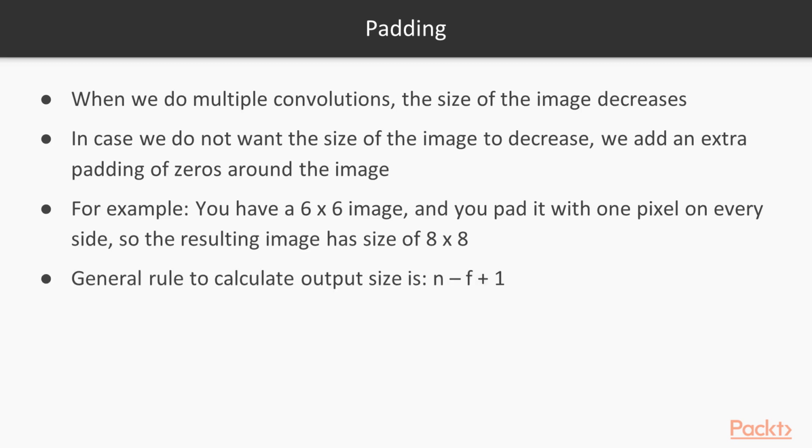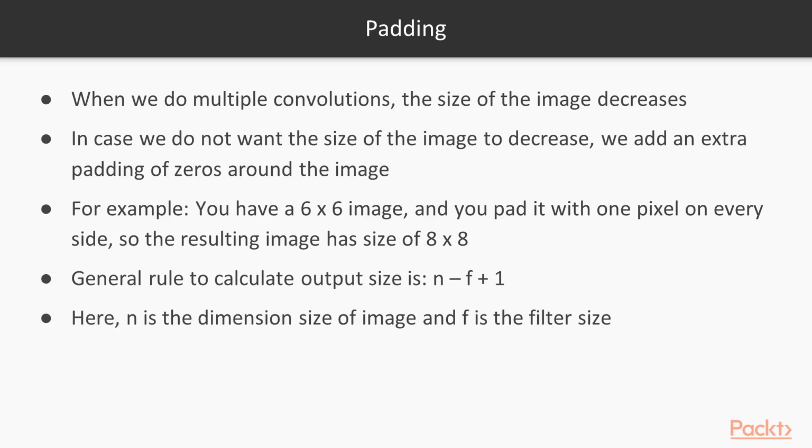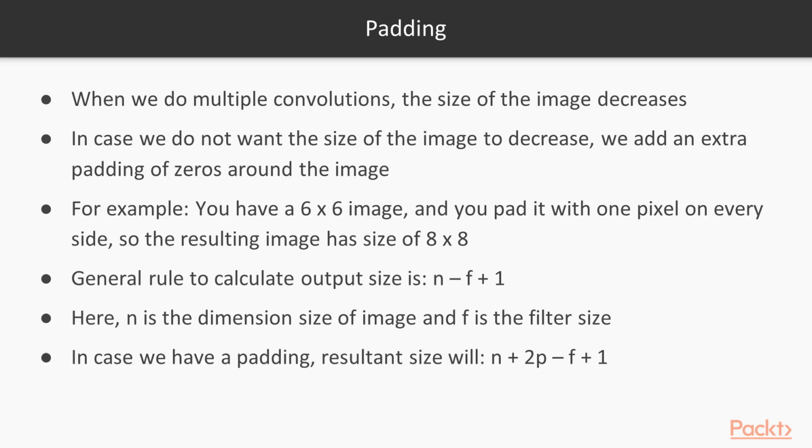The general rule to calculate the output size is n minus f plus 1, where n is the dimension of the image and f is the filter size. In case we have a padding, we have n plus 2p minus f plus 1.